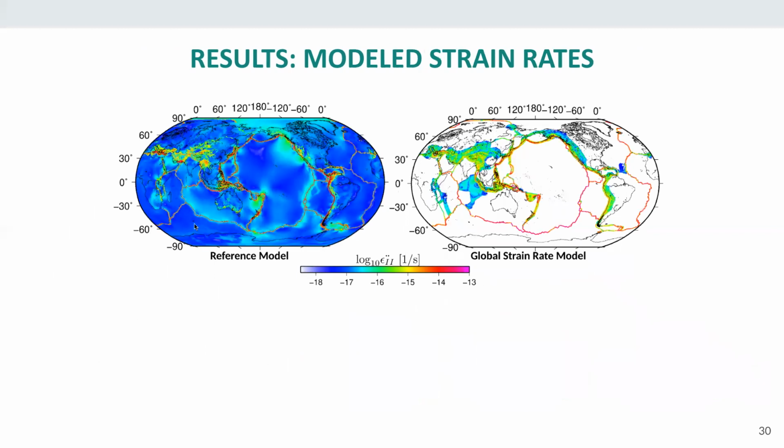And lastly, I also compare our reference model with the global strain rate model. So these are the computed strain rates at the surface, and on the right are the global strain rate models, with magenta colors representing high strain rates and white colors representing no strain rates.